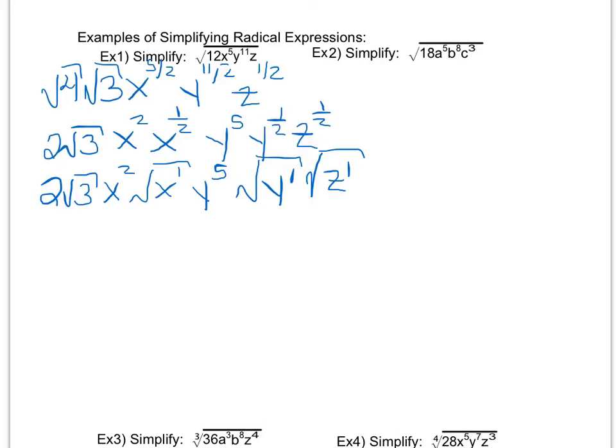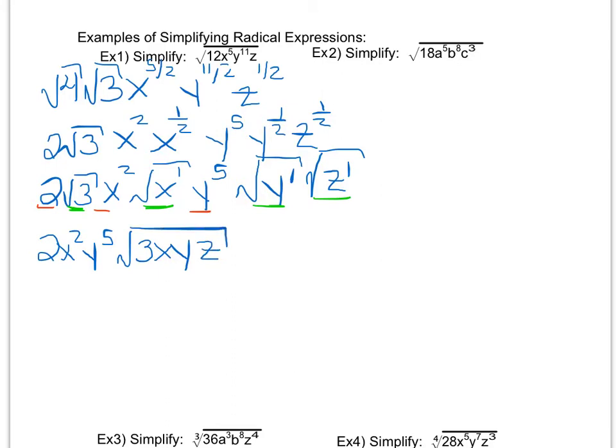My final step on this, I've done all the simplifying I can do. All I want to do for my final answer is collect any terms that are not under the radical and write them out front, giving me 2x squared y to the 5th, and collect any terms that are under a radical and put them all together underneath one radical. So these factors here, giving me the square root of 3. X to the 1 is just x, y to the 1 is just y, z to the 1 is just z as my final answer in simplified form.